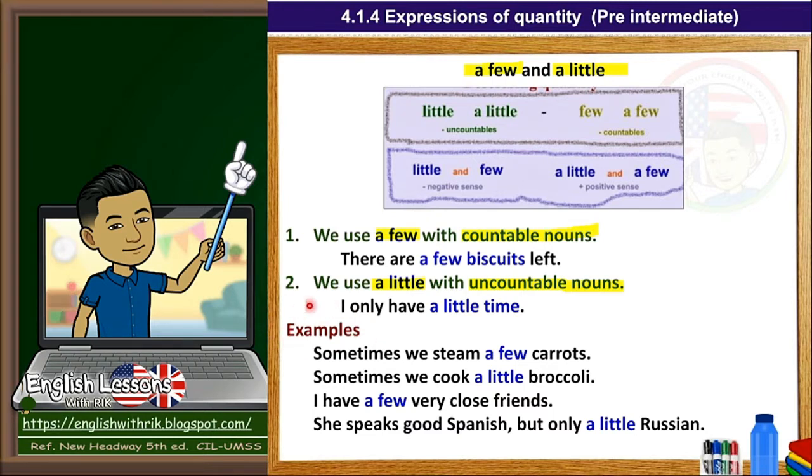Here are some more examples. Sometimes we steam a few carrots. Sometimes we cook a little broccoli. I have a few very close friends. She speaks good Spanish, but only a little Russian.